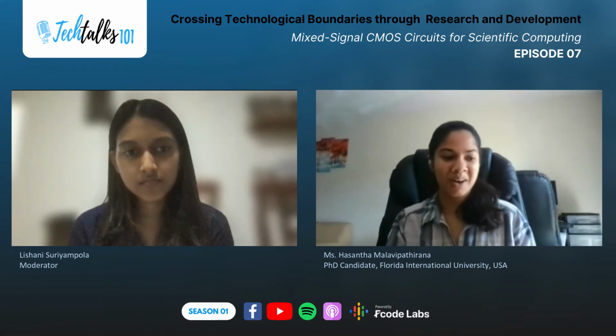We can directly map these equations to analog circuits. For example, a simple capacitor can perform integration, and we can use inductors to perform differentiation. It's the simplest form. So what we propose is to use analog circuits to solve some of these problems, and it helps to accelerate the solution. Ms. Hasantha, can you elaborate a bit about how you solve differential equations using analog computing?